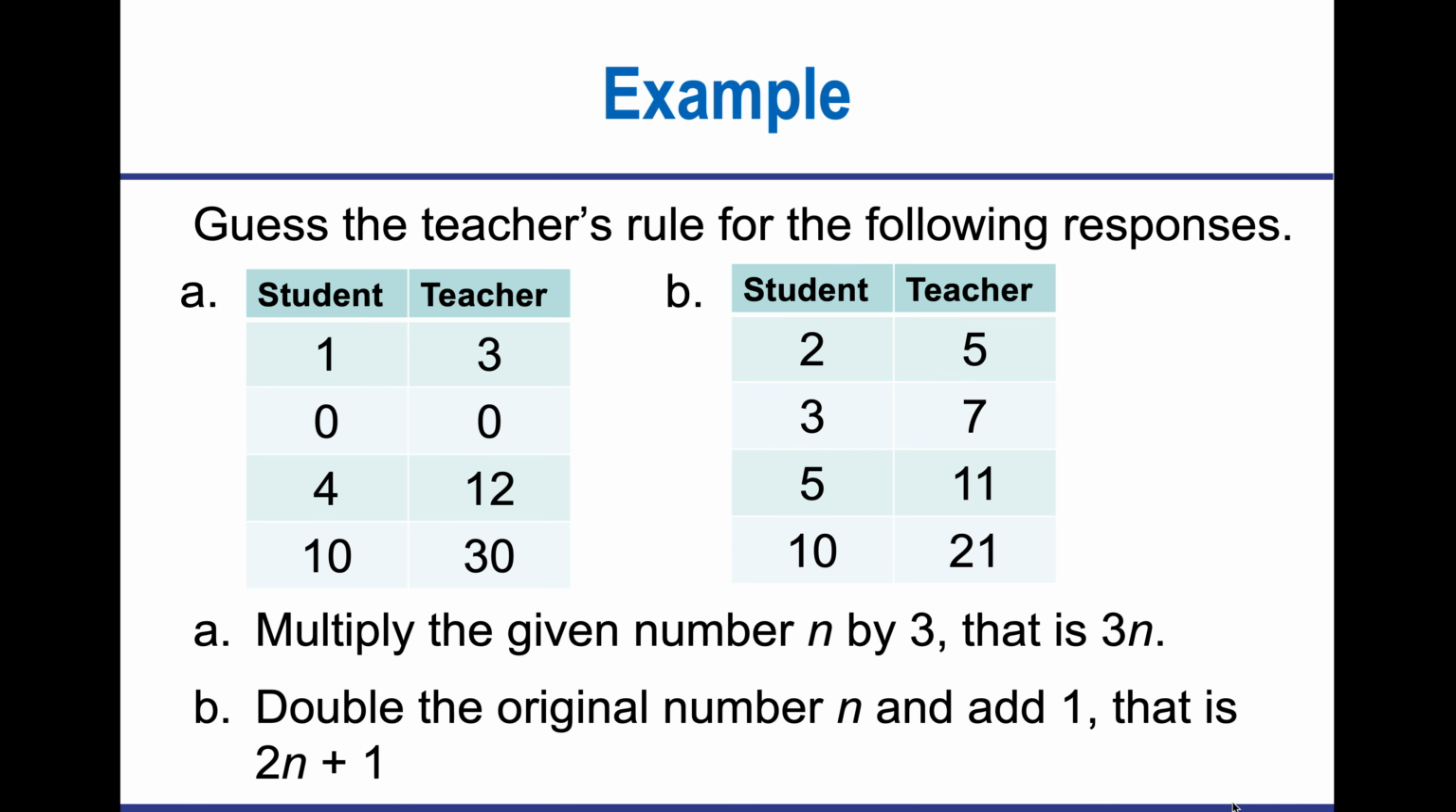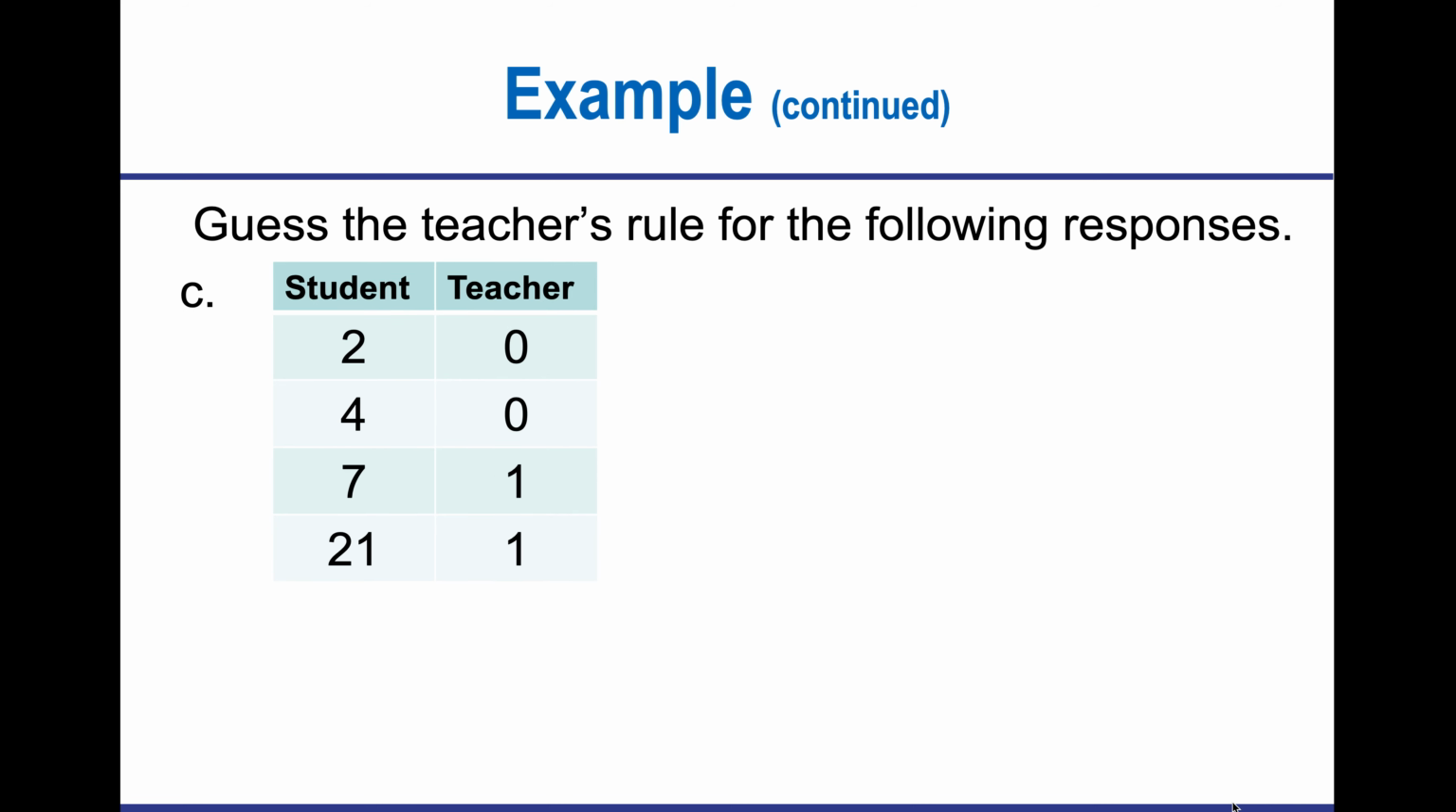If I look in part B, this one's a lot trickier. You may not have come to this assumption on your own, and you're going to need to work on coaching your students up to this. But if I look at this, it's one off from double the number. Do you see that? So like 5 is 1 above 2 times 2, which is 4, if I double the number. So that's why it's 2n plus 1.